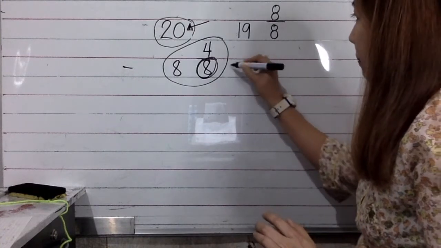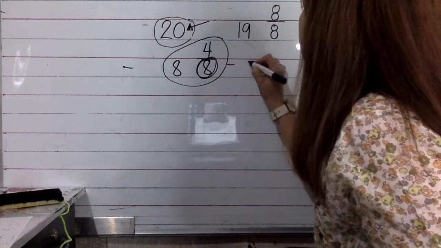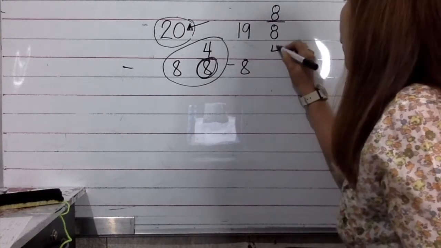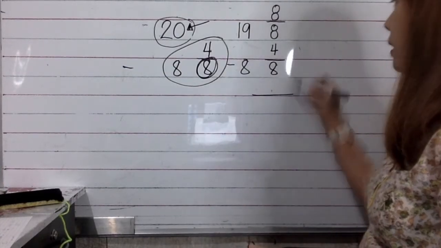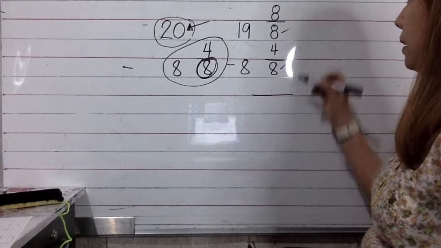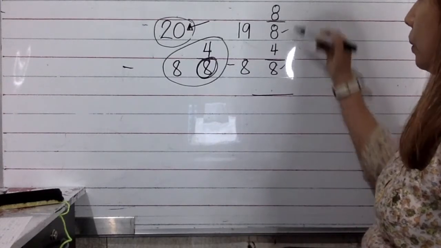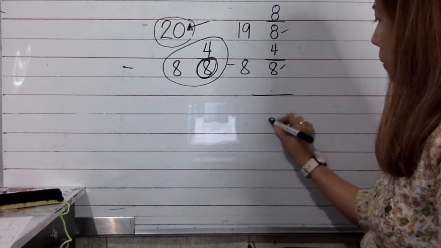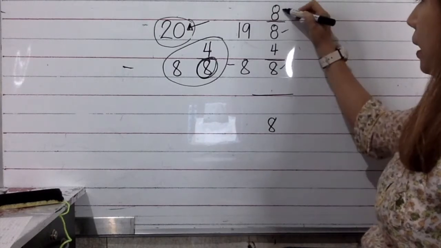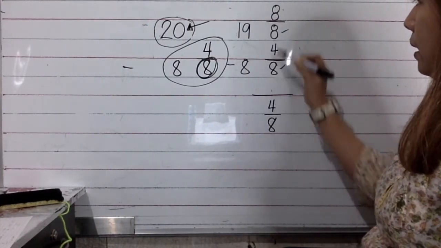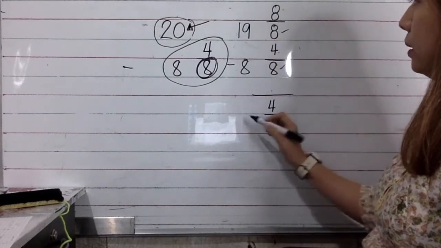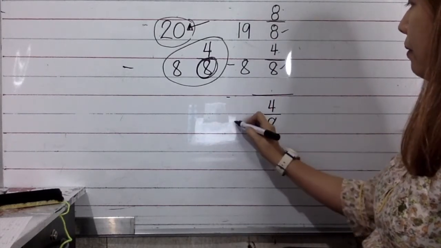And then subtract 8 over 8 minus 4 over 8. They are now having the same denominator. It's 8 and 8, so we are just going to copy it again. 8 minus 4 is 4. And then 19 minus 8 is 11.